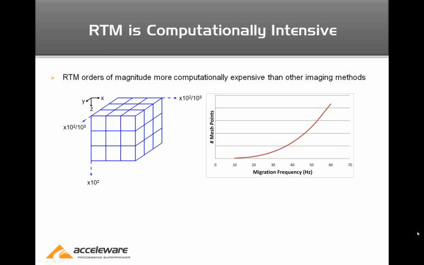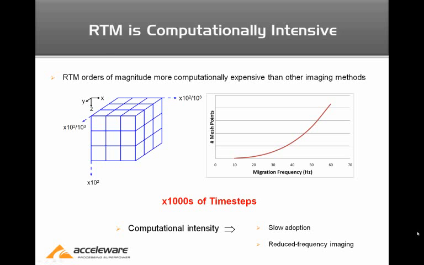The key parameter in determining how many mesh points there are is the migration frequency. And here we can see that there's a non-linear relationship between frequency and number of mesh points. So for example, doubling the migration frequency can lead to an 8-fold increase in the number of mesh points. So a lot of calculations need to be performed to do a single wave propagation update. But those calculations need to be performed thousands of times as we march our solution forward and indeed backward in time. So we can see that RTM is very computationally intensive.